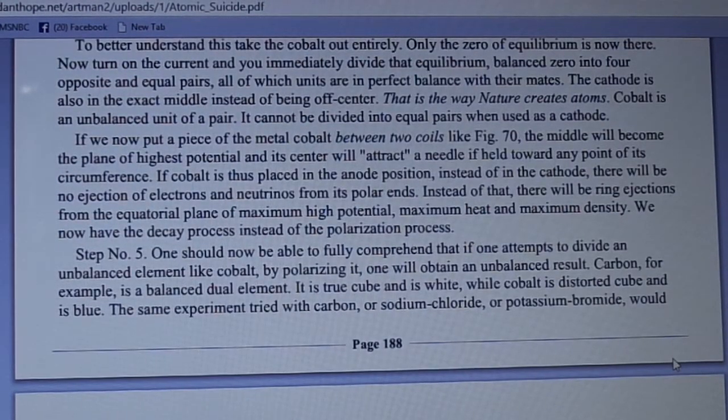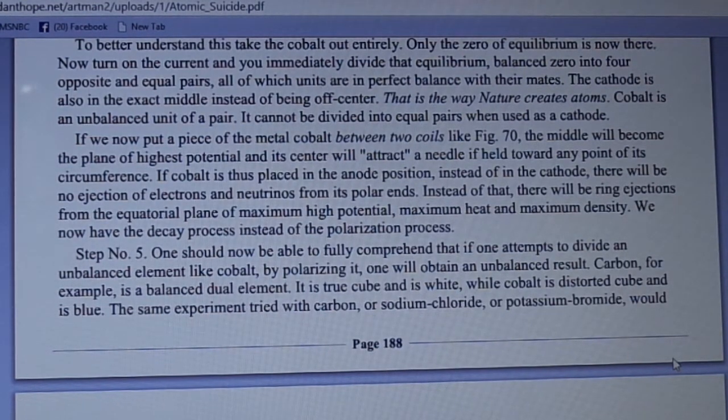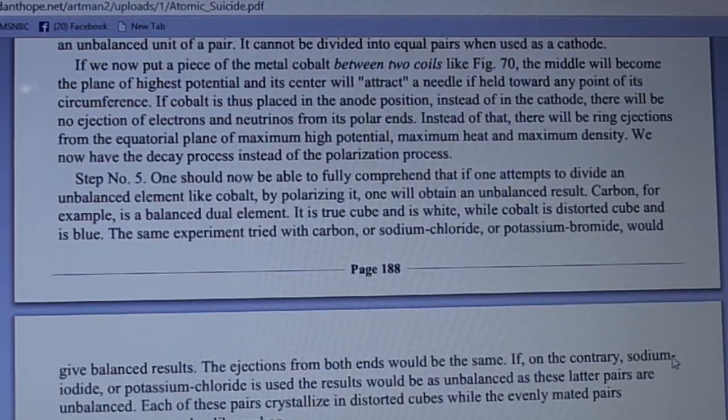Step number 5. One should now be able to fully comprehend that if one attempts to divide an unbalanced element like cobalt by polarizing it, one will obtain an unbalanced result. Carbon, for example, is a balanced dual element. It is true cube and is white. White cobalt is distorted cube and is blue. The same experiments tried with carbon or sodium chloride or potassium bromide would give balanced results.